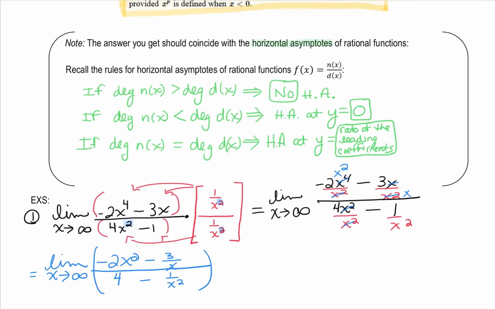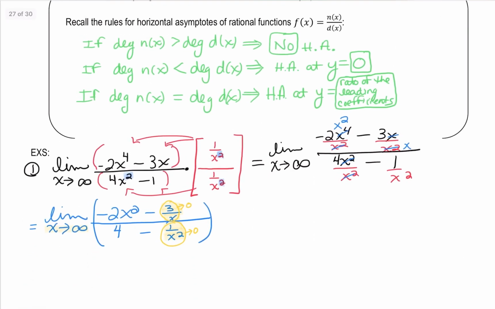So based on that work, here's what I know. As x goes to infinity, constants divided by x's to positive powers, the values of those fractions go to 0. 1 over x squared is going to go to 0. Now, negative 2x squared, that is not negative 2 over x squared. So negative 2x squared is not going to go to 0.